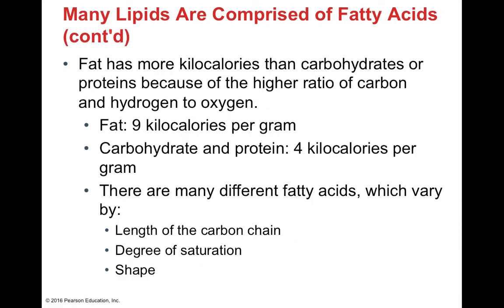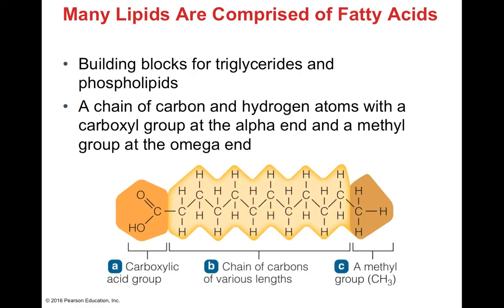Now, when we talked about using biomolecules for energy, it was noted previously that fat has a really high amount of kilocalories, and that's because it has a higher ratio of carbon and hydrogen to oxygen. So as we saw previously, carbohydrates and proteins were approximately 4 kcals per gram, whereas fats are 9 kcals per gram. And there's many different types of fatty acids, and the way that they differ are going to depend on a couple of things. First and foremost, the length of the carbon chain, and then also that degree of saturation. So when I said something was completely saturated or unsaturated, that's basically talking about the amount of connections that it's making to the other carbons.